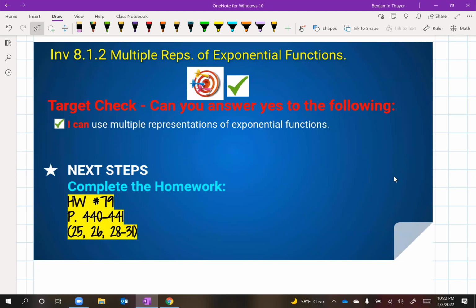Can you use multiple representations of exponential functions? And be sure to take a look at your next steps, which is going to be some homework practice, homework number 79.